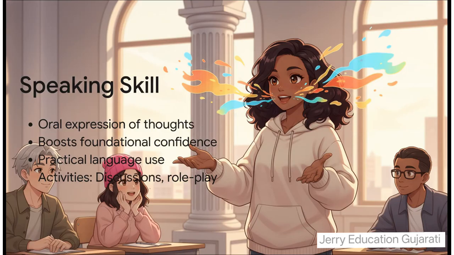Pillar number 2 is the speaking skill. This is the oral expression of thoughts, feelings, and experiences. Speaking is where foundational confidence is built. It turns that passive understanding into active, real-world engagement. Through activities like classroom discussions, giving speeches, asking questions, and role play, the student is learning the practical, everyday use of the language.